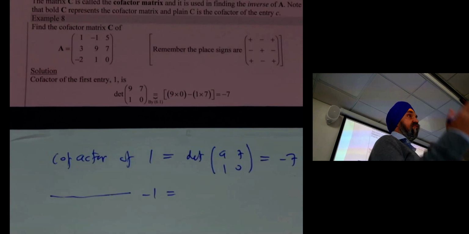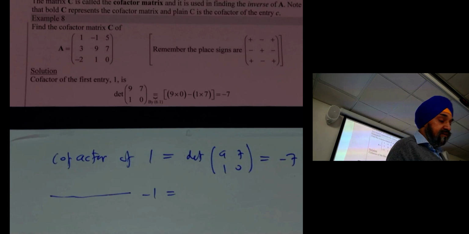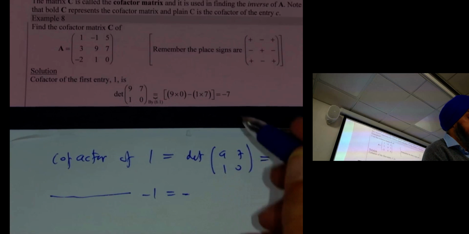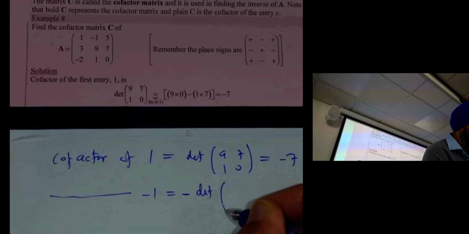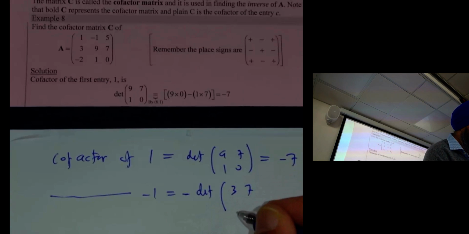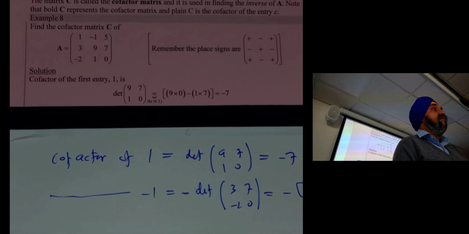This is the cofactor. I don't want the number in front. I just want the cofactor. Well, it's a minus, isn't it? Yeah, it's a minus sign. It's plus minus. So minus determinant of what? 3, 7, minus 2, 0, which is minus 0 plus 14, isn't it? So it's minus 14.